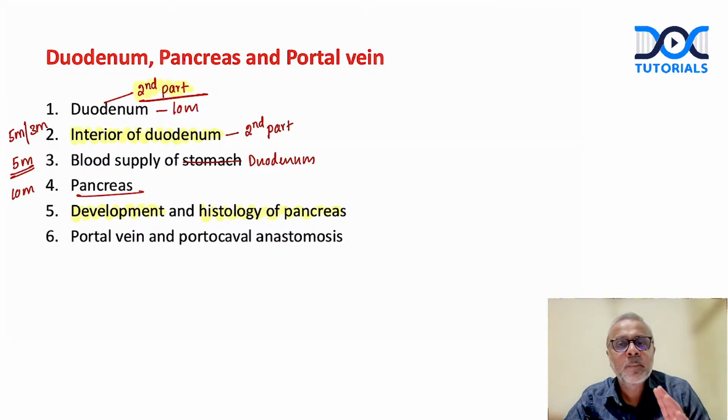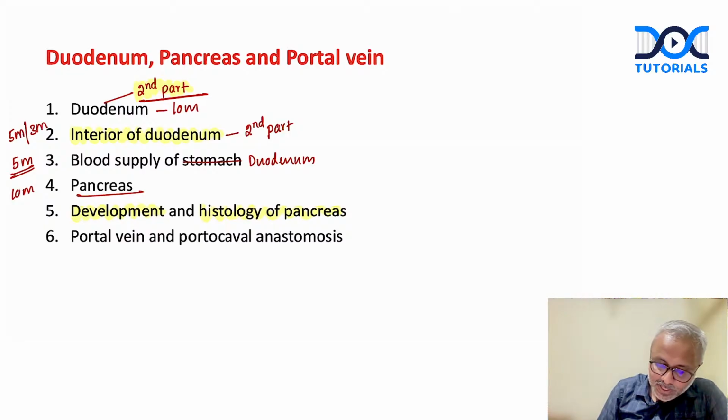Development of the pancreas, a very important 5 marker question. If you are talking about paper one where we have thorax, development of right atrium is very commonly asked. Development of interatrial septum is very commonly asked. So this development of the pancreas is as common as these development of heart related questions, right?